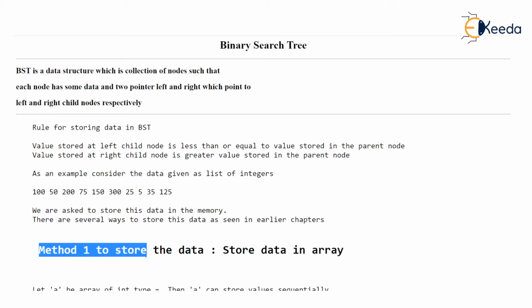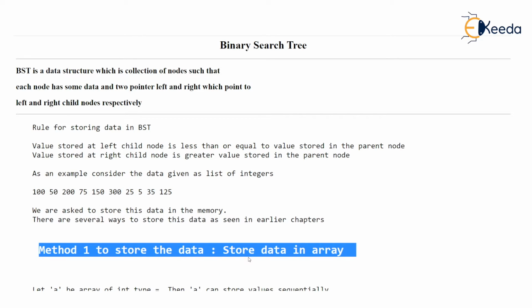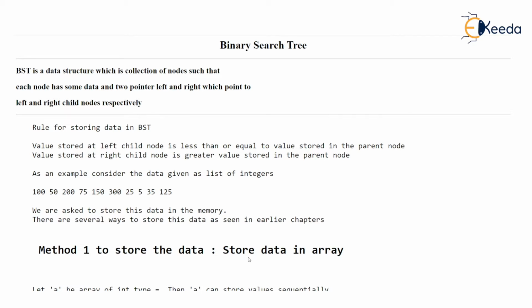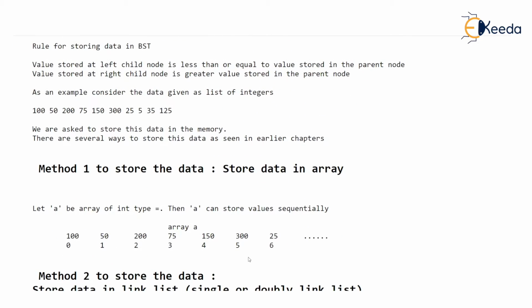Method 1 you observe. Method 1 is to store data in an array. Simple, isn't it? Let there be an array called A. We will declare an array A. Just ignore this equal to, I don't know how it has appeared. So let A be an array of int type. Then A can store values like this: 100, which is the very first value given, will go at the 0th location. And the next value 50, which was given in the data, will go at the first location and so on. We know how to store data in the form of an array. Then why aren't we using an array? Why are we going to use a binary search tree? Let's answer that question later.